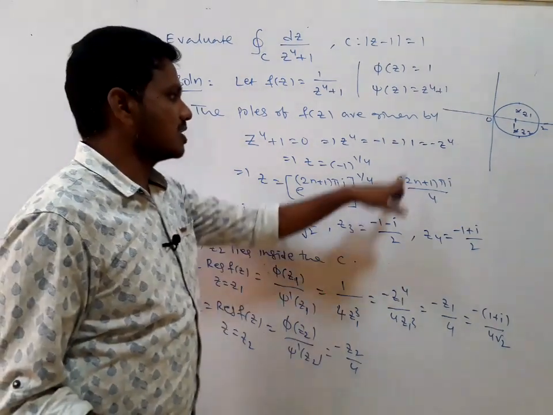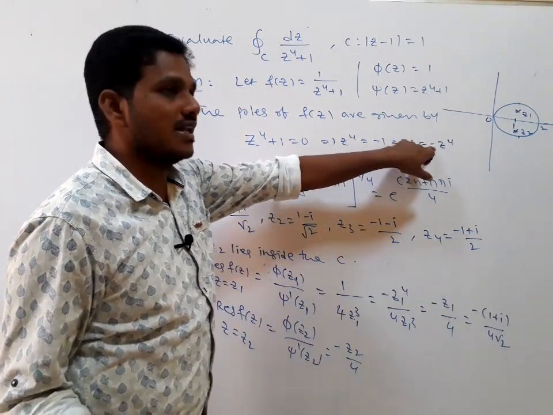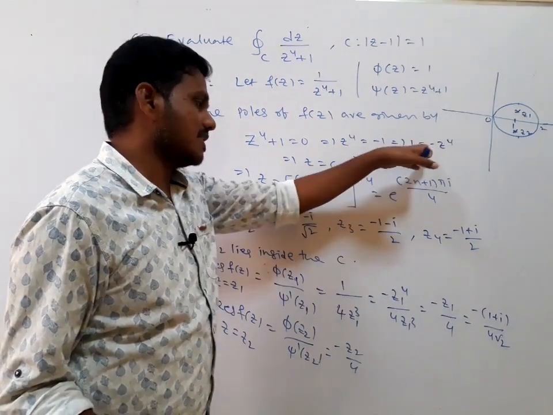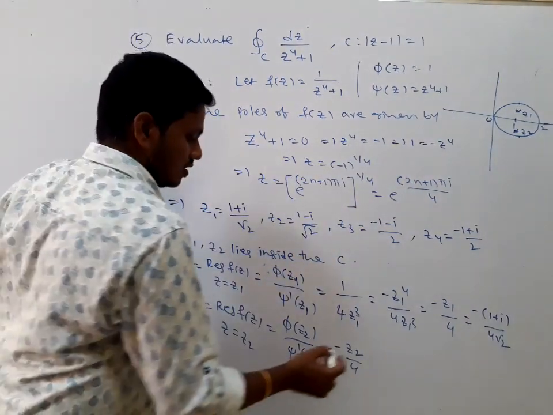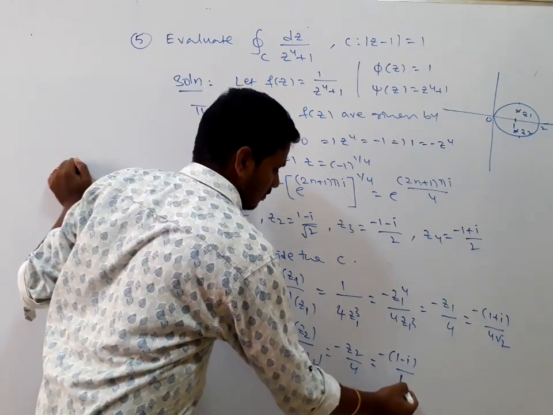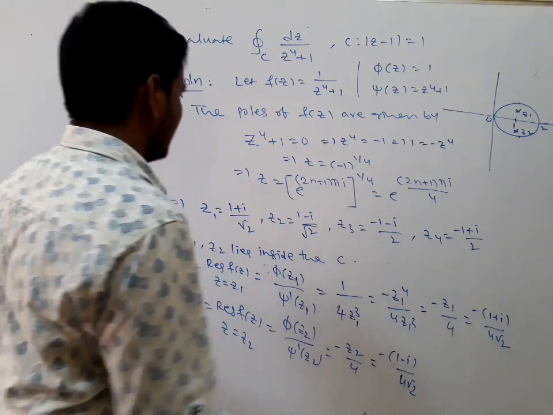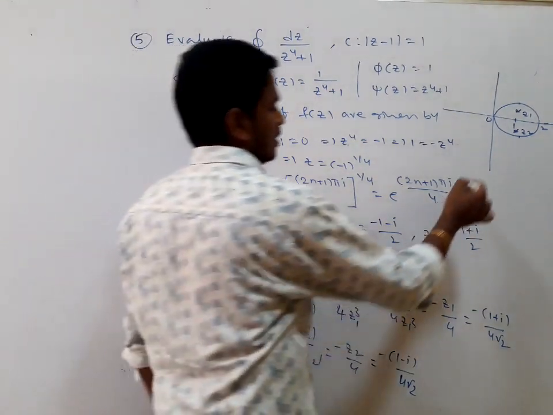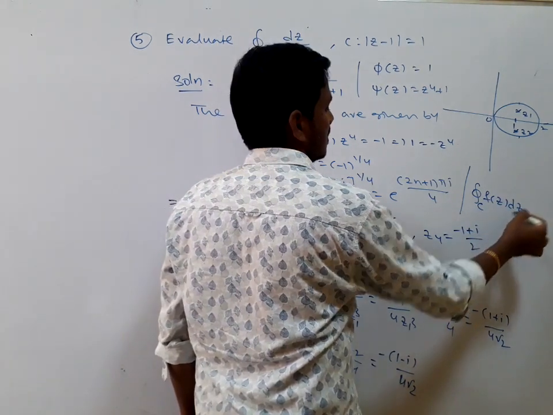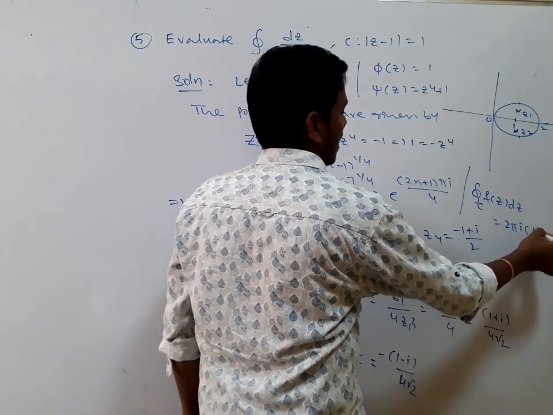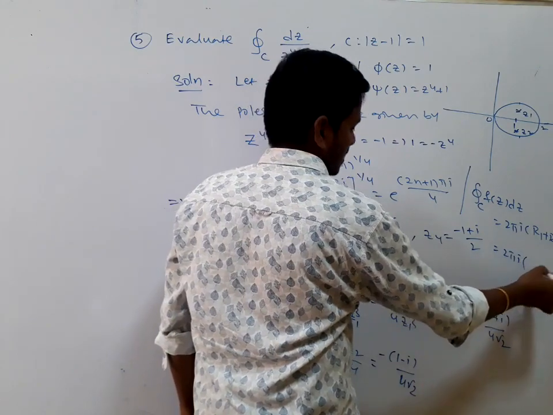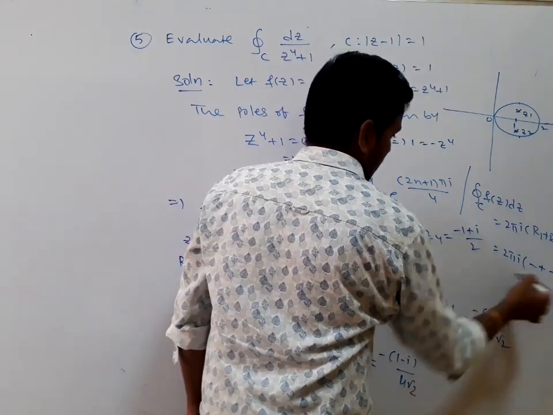Here 1 is replaced by minus z, so 1 equals minus z to the power of 4, or minus z1 to the power of 4 is equal to 1, which equals minus of 1 minus i by 4 root 2. Right, the integral value: integral over C of f of z dz is equal to 2 pi i into r1 plus r2. So 2 pi i into, substitute this value and adding, you will get the answer.